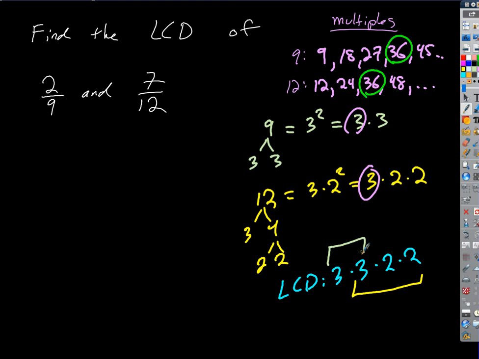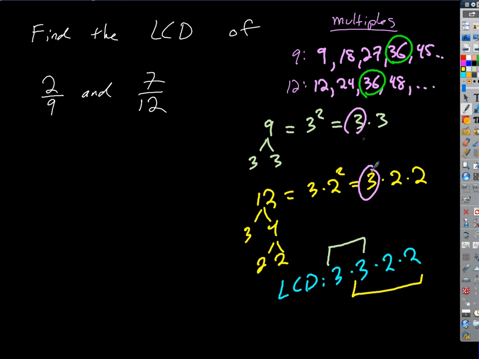The right answer was 36. If I multiply these two together directly, I get 108. How many times bigger is 108 than 36? It's 3, right? Because they shared a factor of 3, okay?